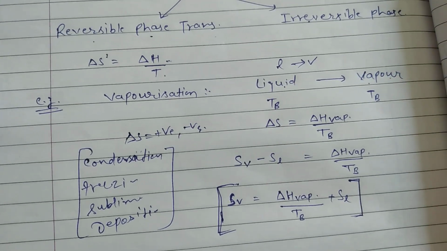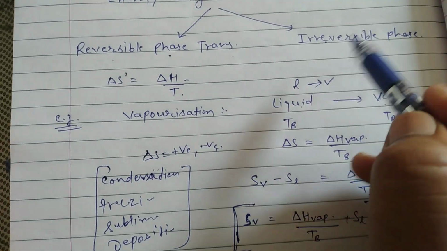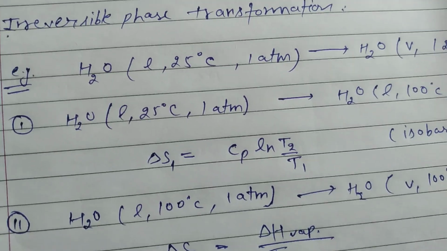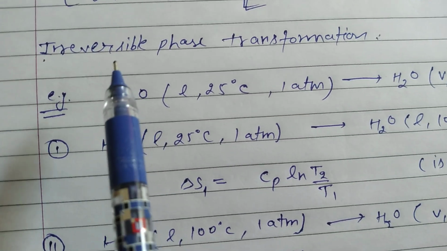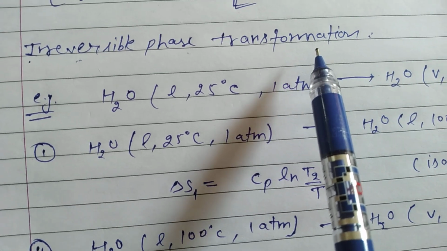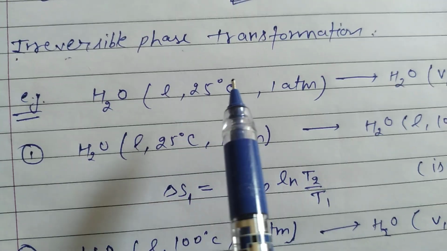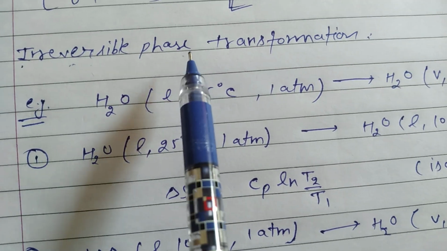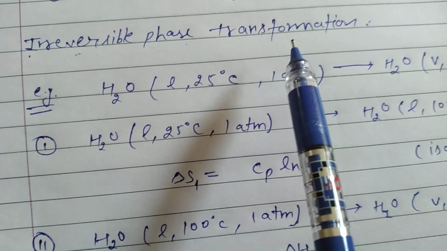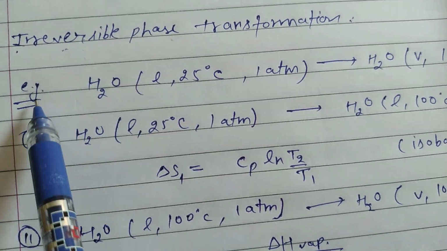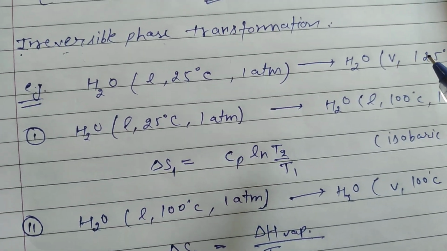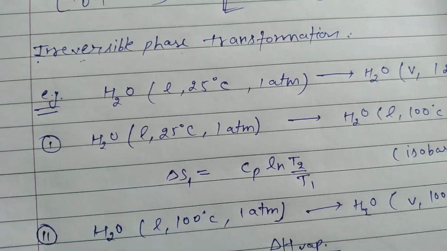Okay, now we will see how entropy is going to change in irreversible phase transformation. To find the entropy change in an irreversible phase transformation, first of all we have to convert the irreversible process into a number of reversible phase transformations. So let's directly take one example, and then things will be more clear in these types of problems. It is a little bit confusing.